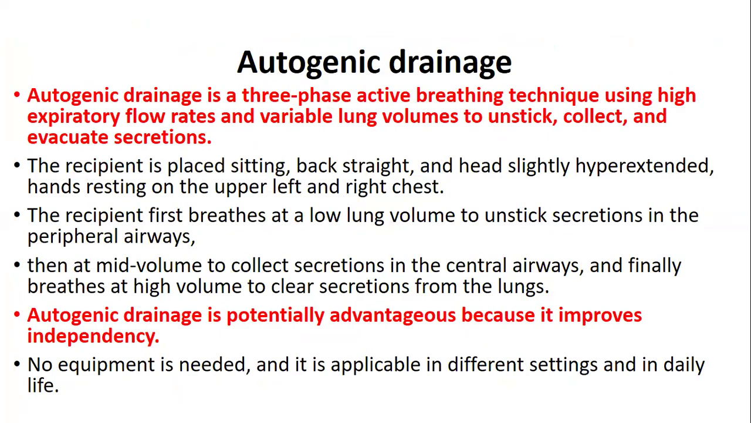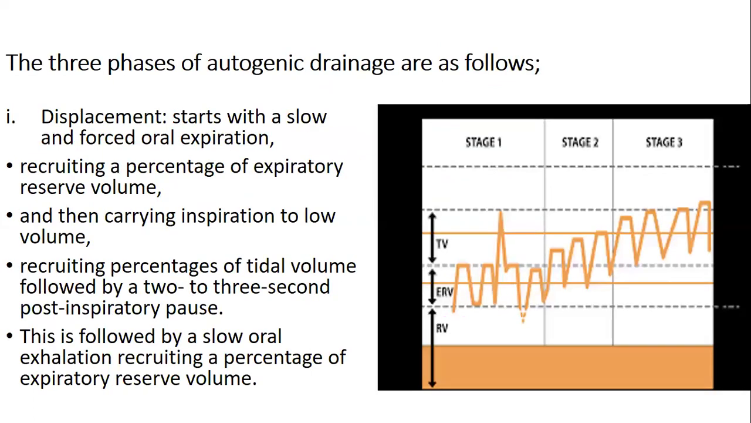Then there is also what is referred to as autogenic drainage. Autogenic drainage also has 3 phases: an active breathing technique using high expiratory flow rates and variable lung volume to unstick, collect, and evacuate secretions. These are the main terms that have been used in almost all the other techniques. To unstick the mucus that has collected, sticking inside and closing up the smaller airways, you breathe in and hold, okay? By holding it open, you are unsticking. Then you collect by forcefully breathing out, then you evacuate by forced expiratory techniques. So it is a similar way. The goal is the same, but done differently.